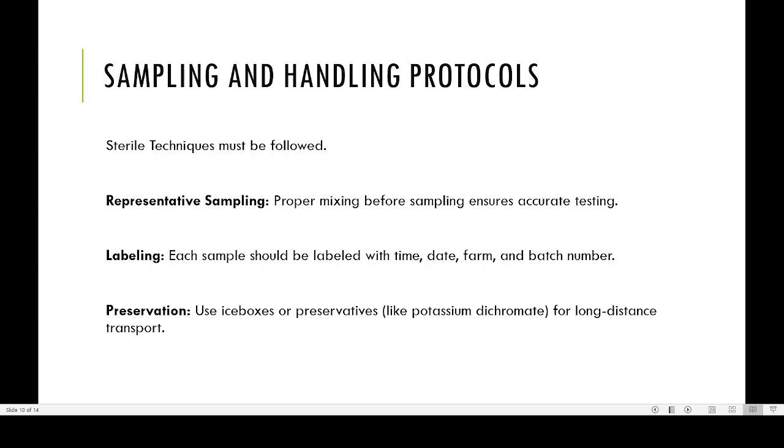That is, we will not be going to test all the milk. Entire milk we cannot test. We will be taking a small sample from the milk and we will test for the presence of bacteria. Then labeling: each sample should be labeled with the time, date, farm and batch number. Why is the farm number given? Nowadays when we are selling some product to other countries, even the farm from which it is produced should be mentioned, because there is one important thing in export, traceability.